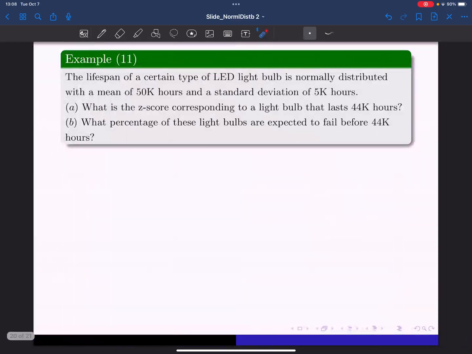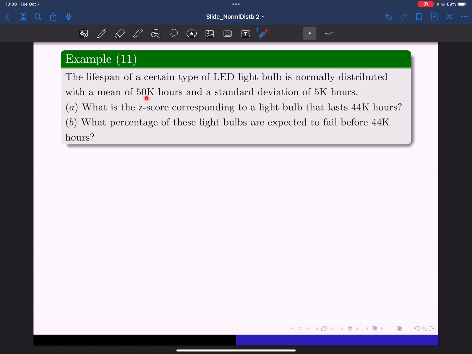And one more example. The lifespan of a certain type of LED light bulb is normally distributed with the mean of 50,000 hours and a standard deviation of 5,000 hours. What is the z-score corresponding to a light bulb that lasts 44,000 hours? And what percentage of these light bulbs are expected to fail before 44,000? So fail would be less than, because that's the lifespan, right?